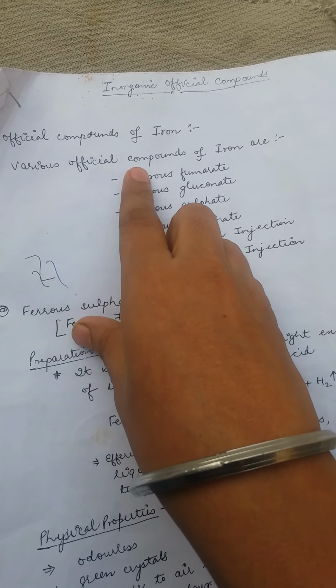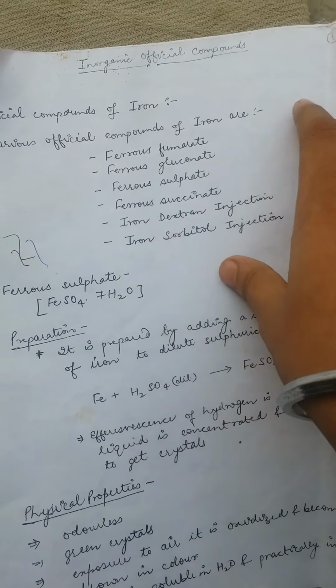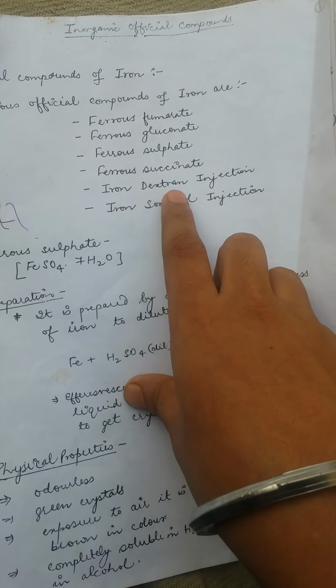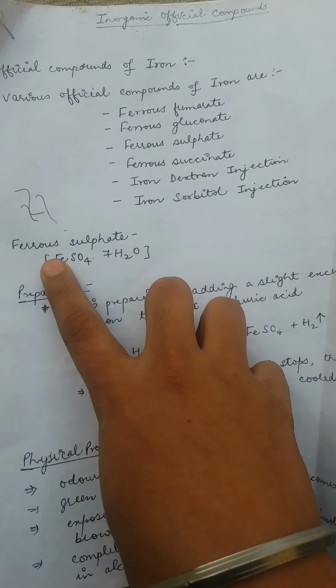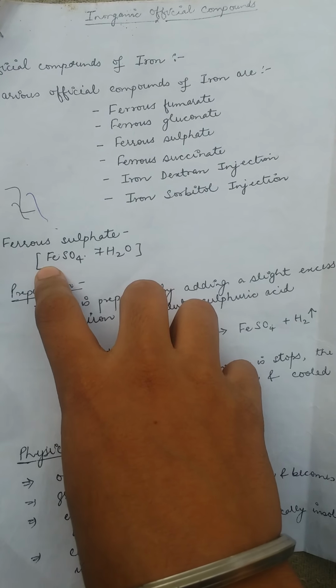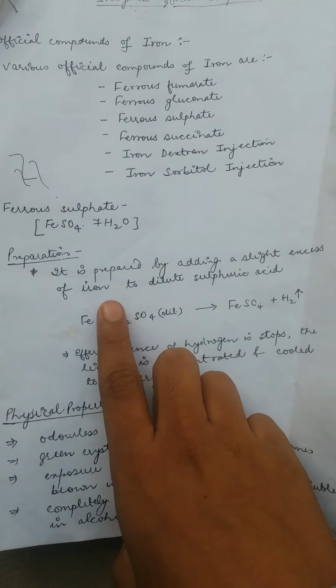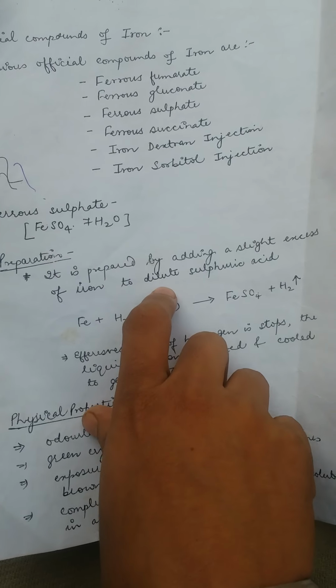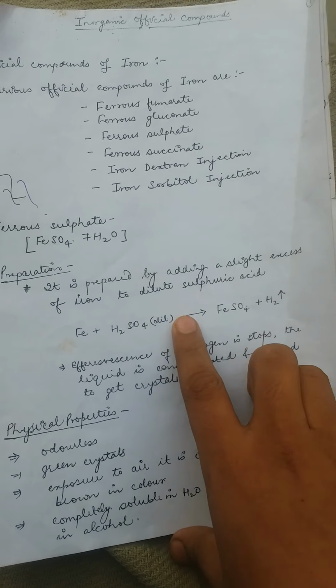The various official compounds of iron are ferrous fumarate, ferrous gluconate, ferrous sulfate, ferrous succinate, iron dextran injection and iron sorbitol injection. This is the formula of ferrous sulfate, FeSO4.7H2O. It is a heptahydrate. What is the preparation? It is prepared by adding a slightly excess of iron to the dilute sulfuric acid.